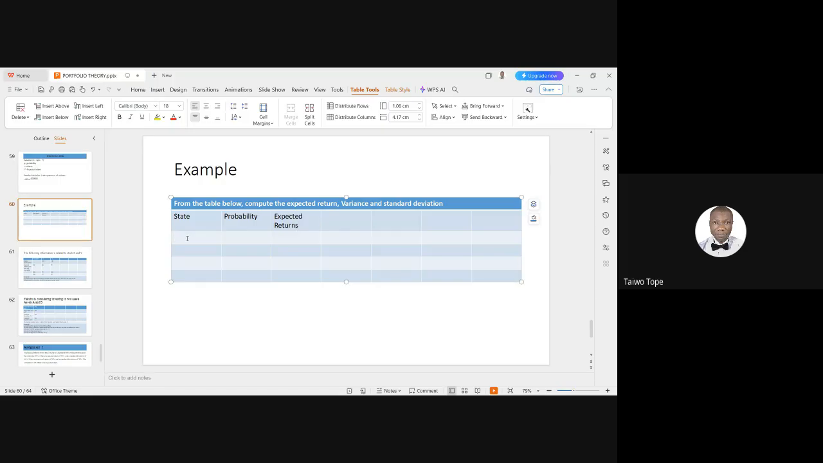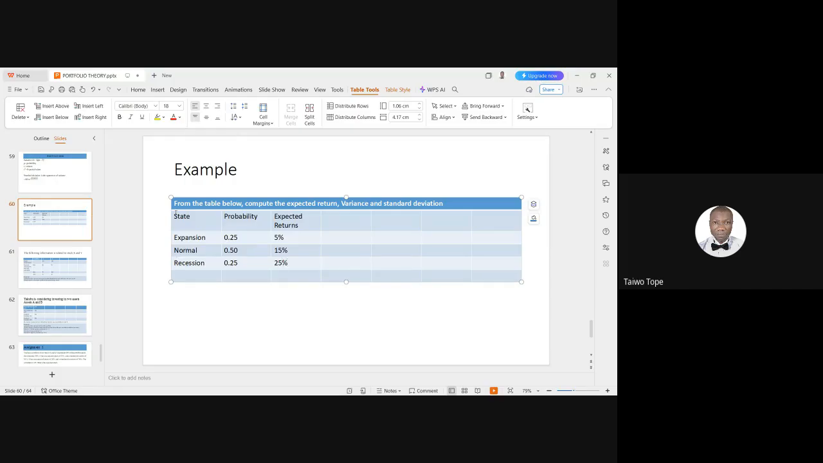Now, when the state is expansion, what is the probability? 0.25. The expected return is 5%. When the state is normal, you have a normal condition, probability is 0.5. The expected return is 15%. And where it is a recession state, the probability is what? 0.25. The expected return is 25%.